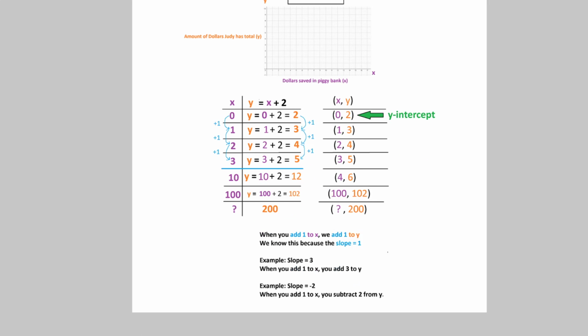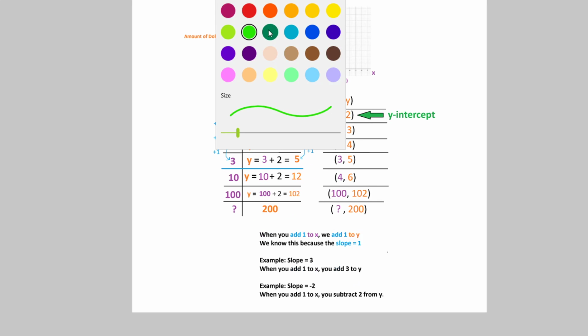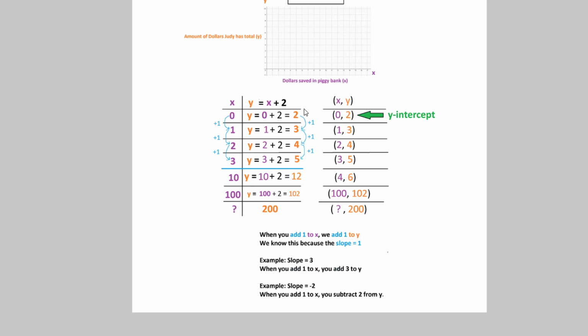What's going on here is we're just adding 1 to x each time, so we know we add 1 to y each time, right? Because that's going to be the same thing as our slope. Whatever we're adding each time, this is your slope over here. But that's only the case if you're adding 1 to x each time, so you do need to be careful about this.